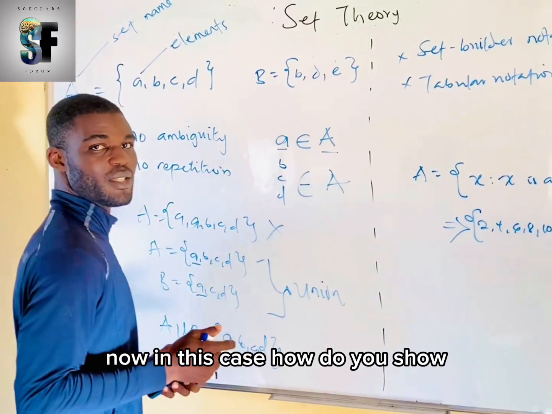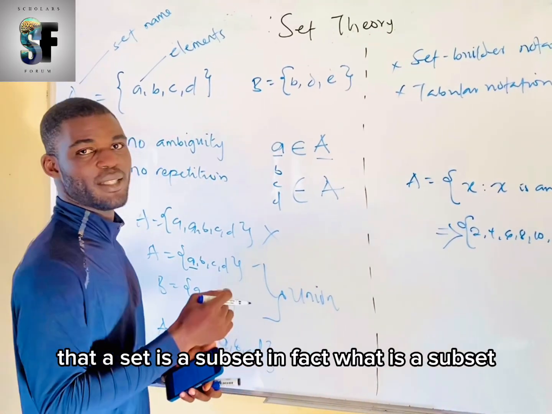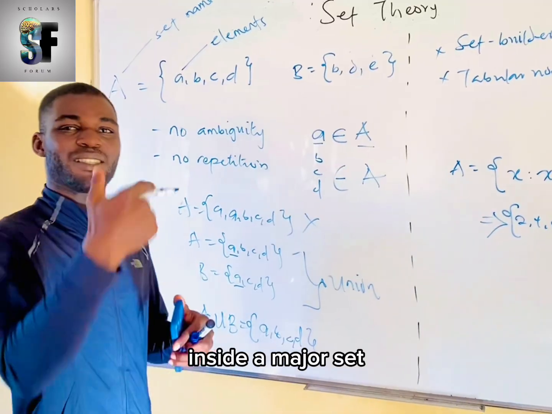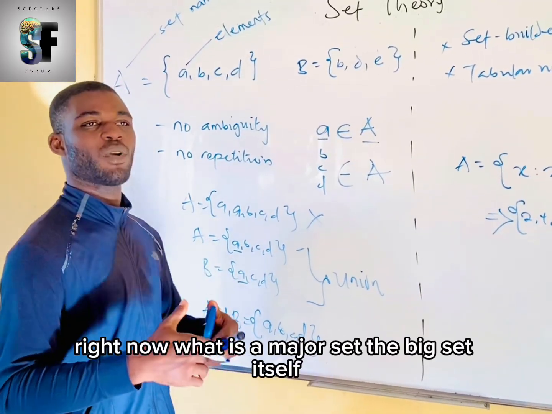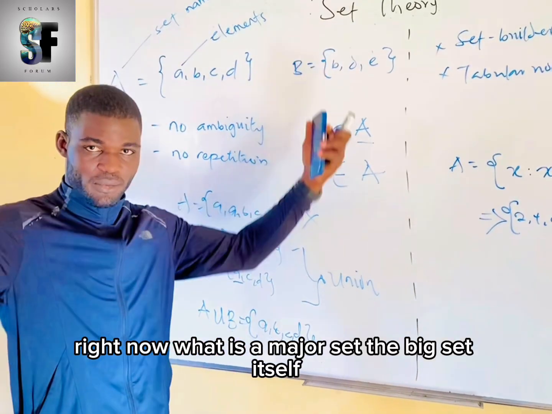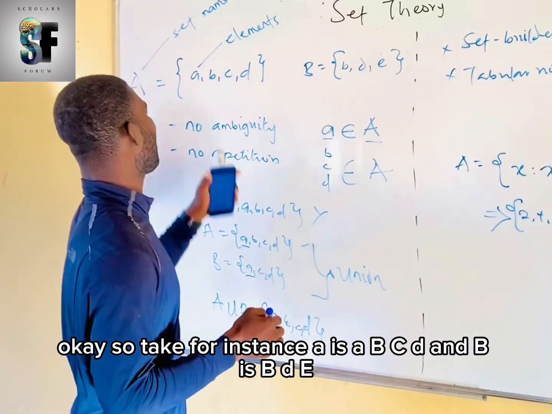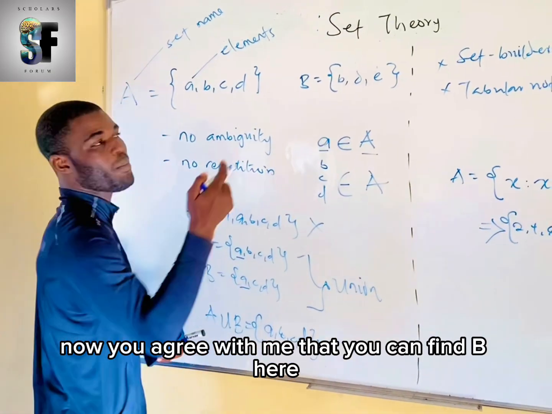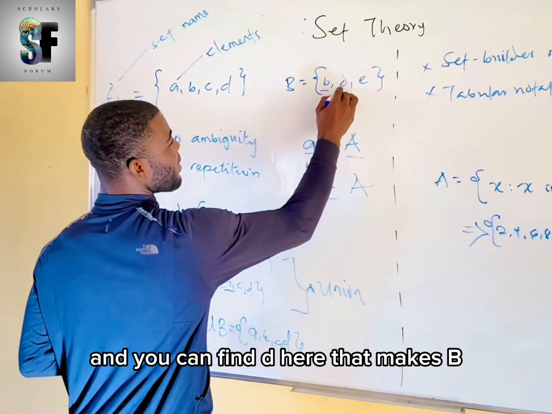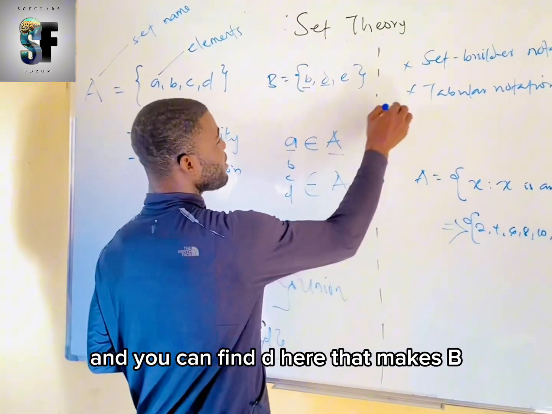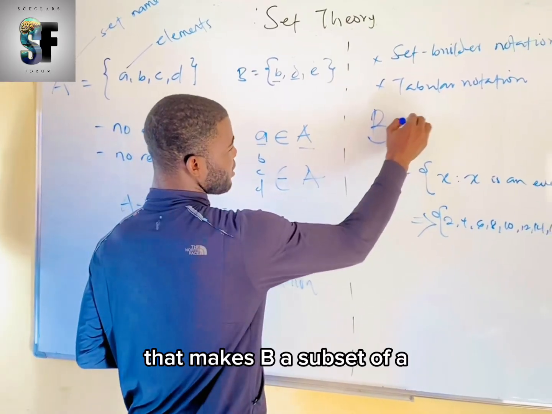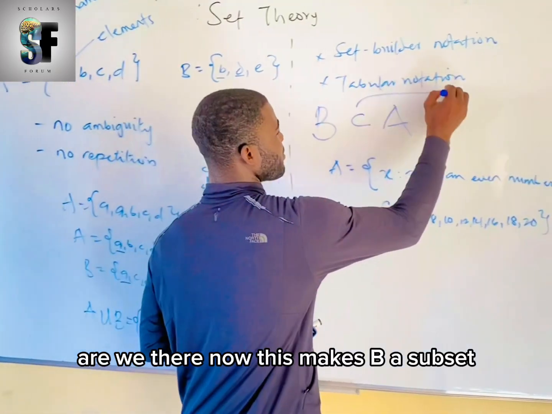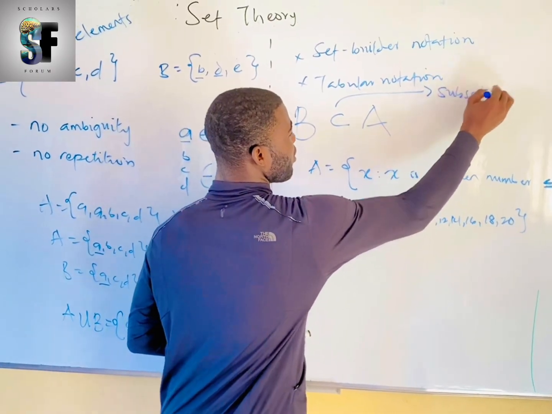Now, in this case, how do you show that a set is a subset? In fact, what is a subset? A subset is any set that can be found inside a major set. Now what is a major set? The big set itself. So take for instance, A is ABCD and B is BDE. Now you agree with me that you can find B here and you can find D here. That makes B a subset of A.